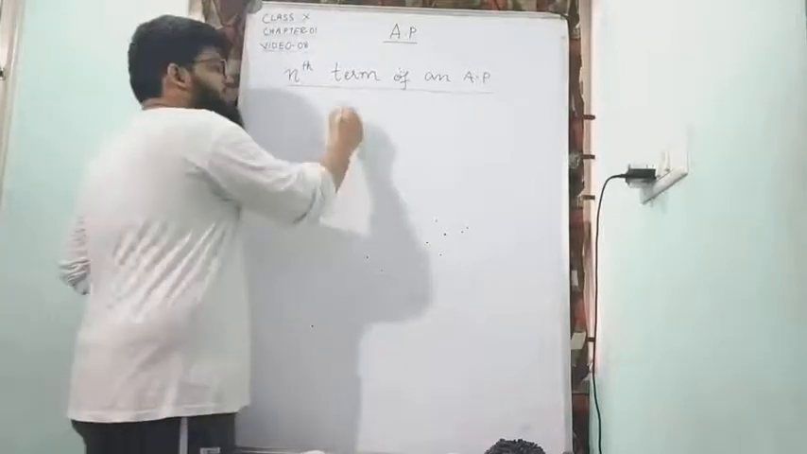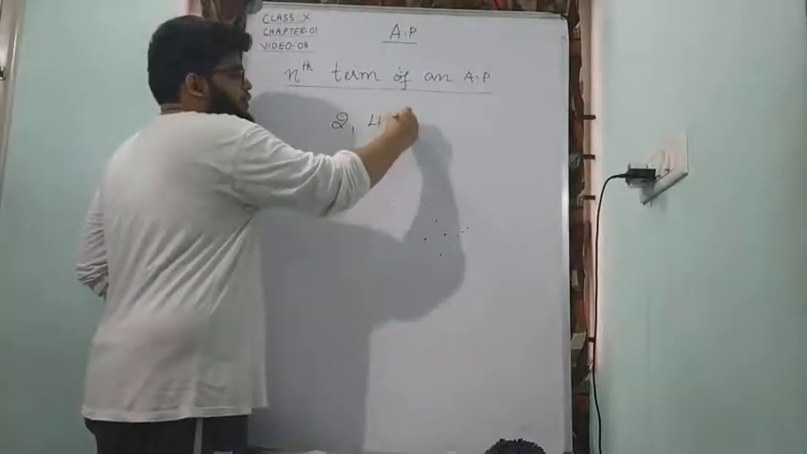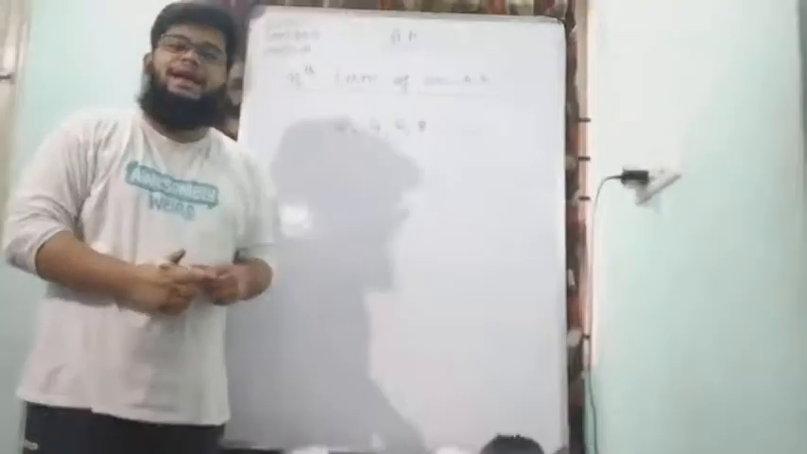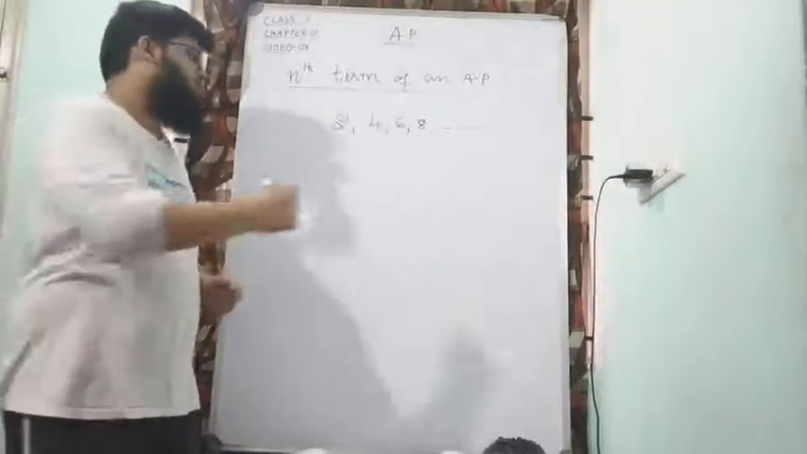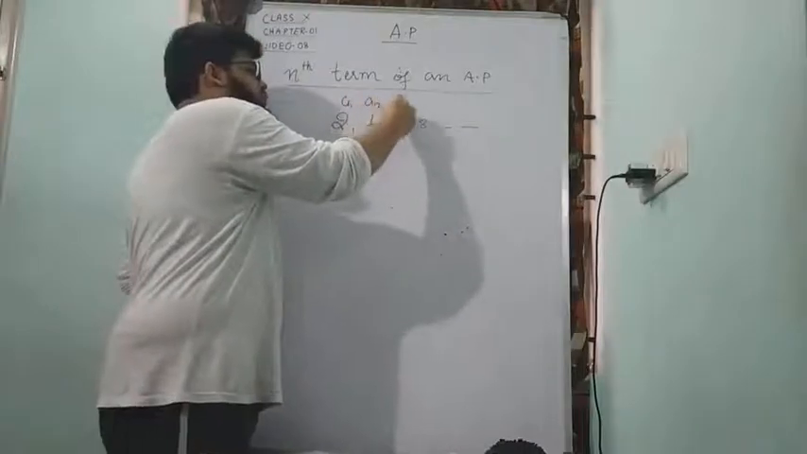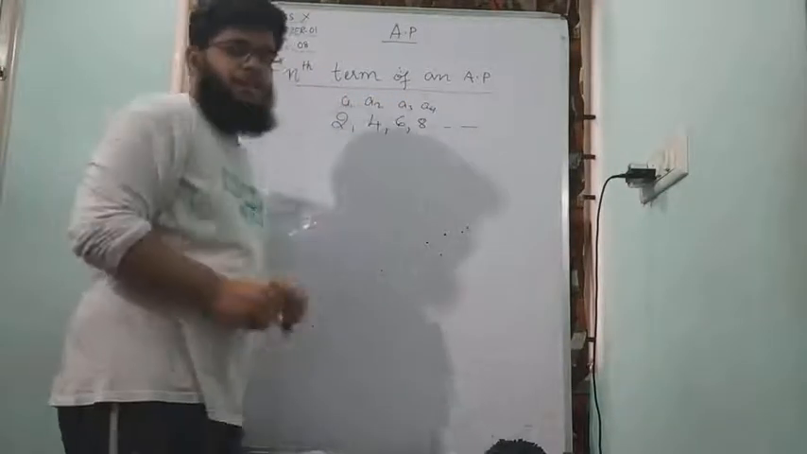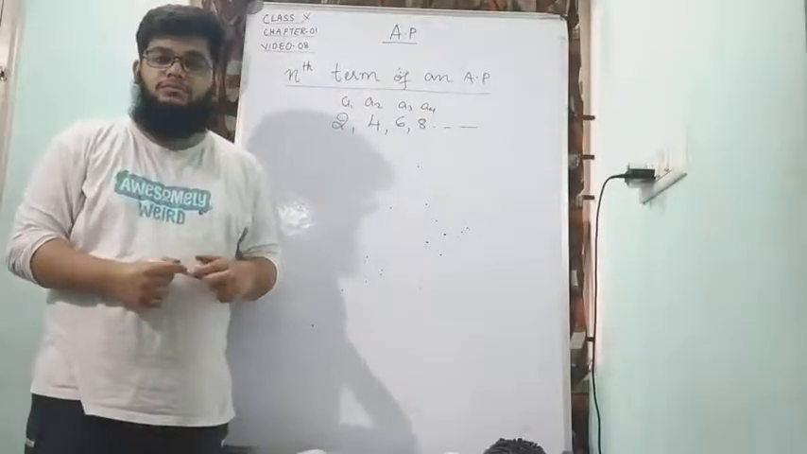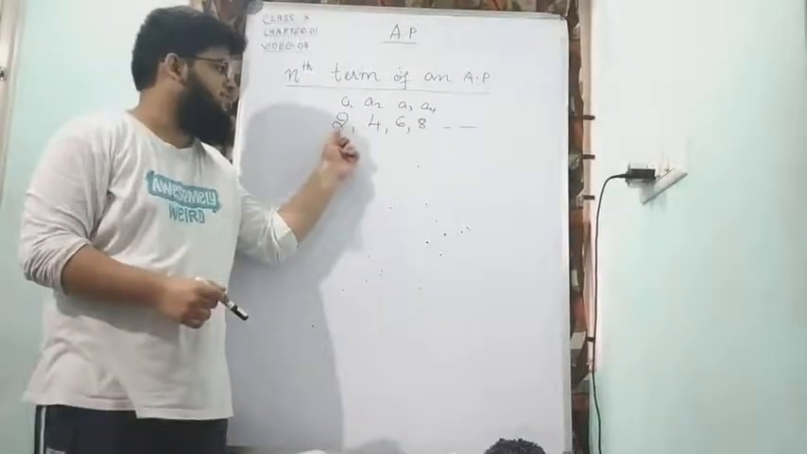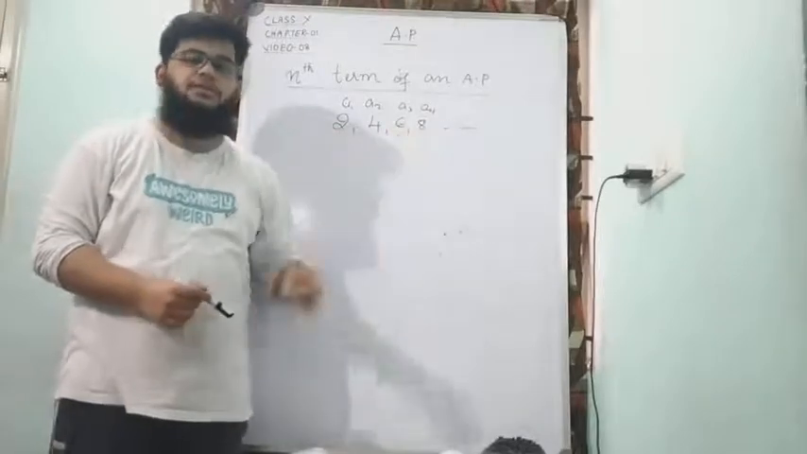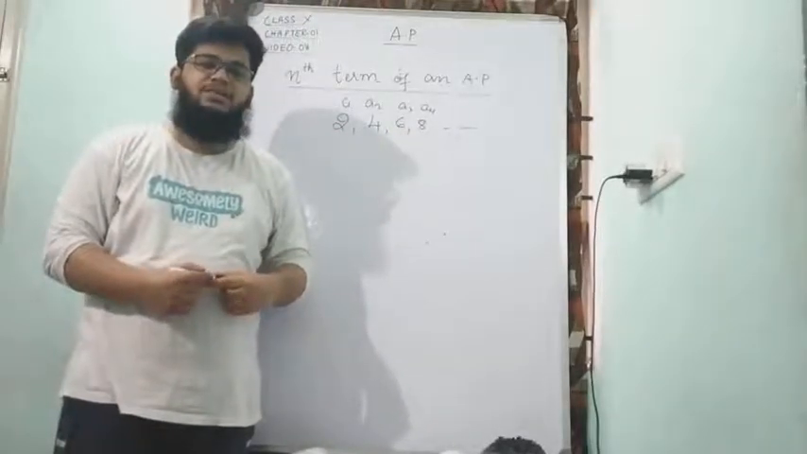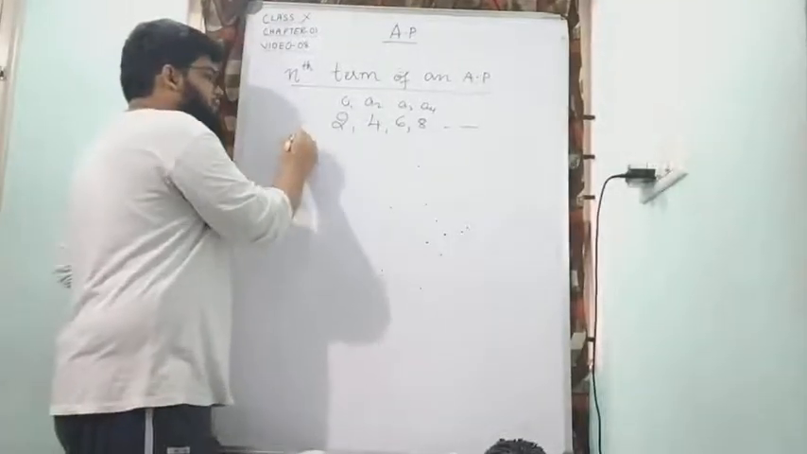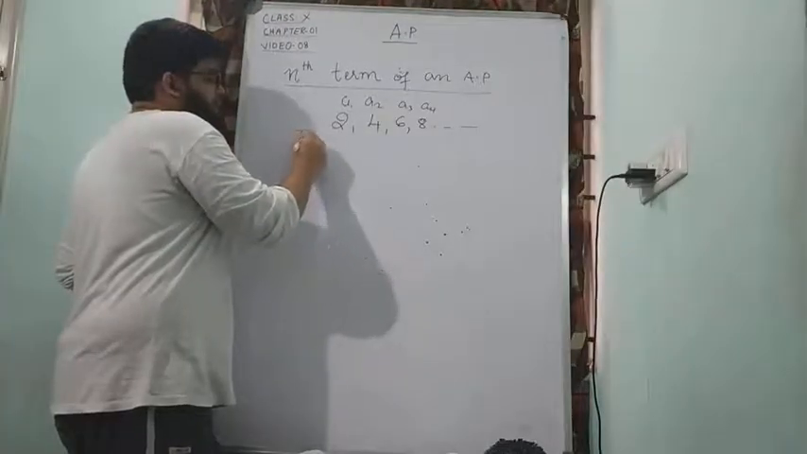If I have an AP such as 2, 4, 6, 8, etc., and I ask you to find out, so this will be A1, A2, A3, A4. If I tell you what will be the fifth term, what will you tell? It is easy for us to predict that if this is 2, 4, 6, 8, the fifth term is going to be 10. But if I ask you, instead of the fifth term, what will be the 75th term.